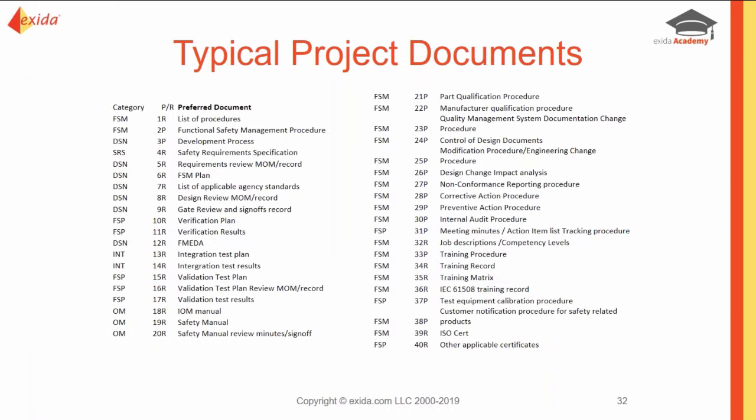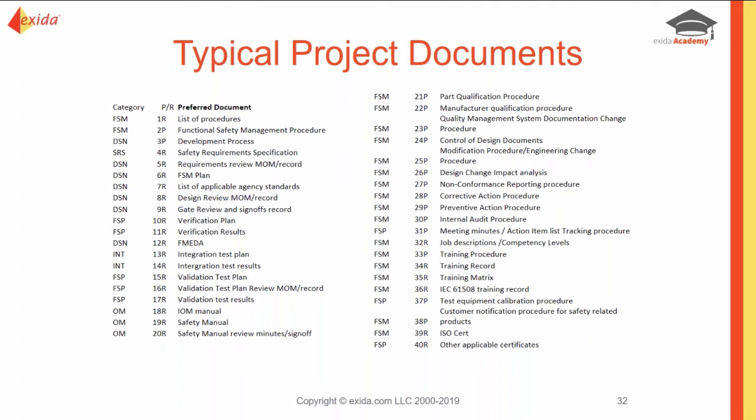Some typical documents we ask for or we look for. This is a list. We will ask for things like your ISO cert, your training procedures. We will ask for an FMEDA and a safety manual, product brochure, how you do your modifications if you choose that route of certification. These are just some typical documents we ask for.